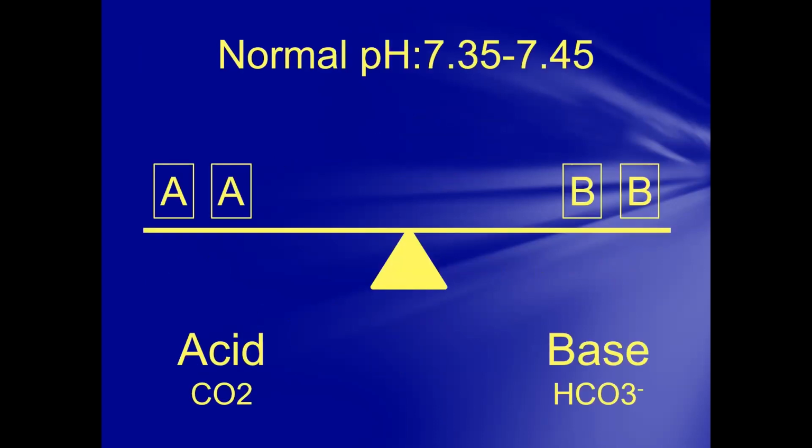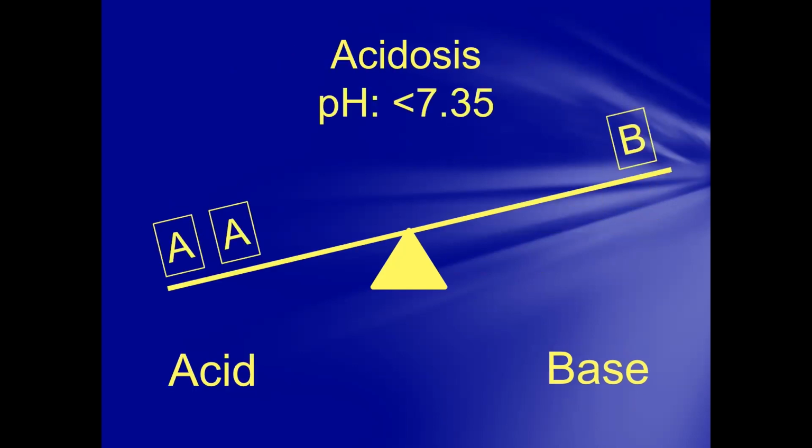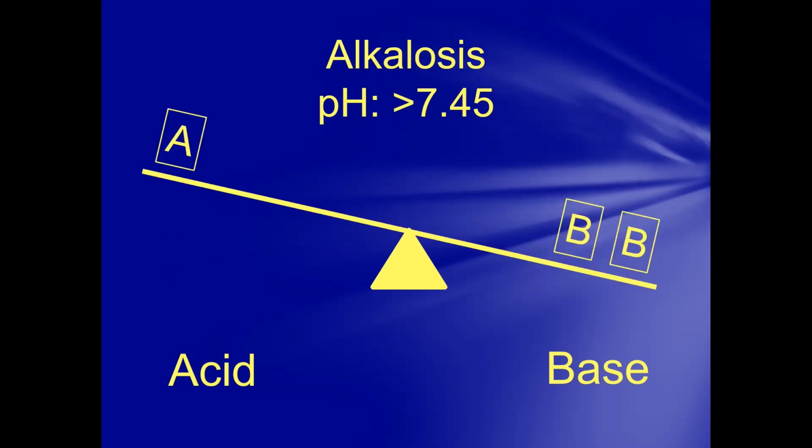So if we say our pH is normal, 7.35 to 7.45, that means we have a good balance between our CO2, which is our acid, and our base, which is our bicarb. If we're acidotic, that means our pH is less than 7.35, and we have more acid than we do base. If our pH is alkalotic, which is a pH of greater than 7.45, that means we have more base than we do acid.